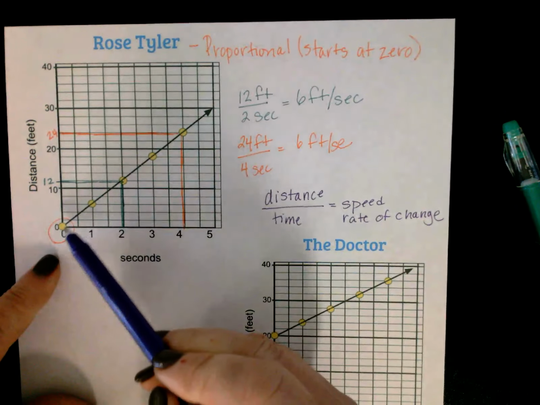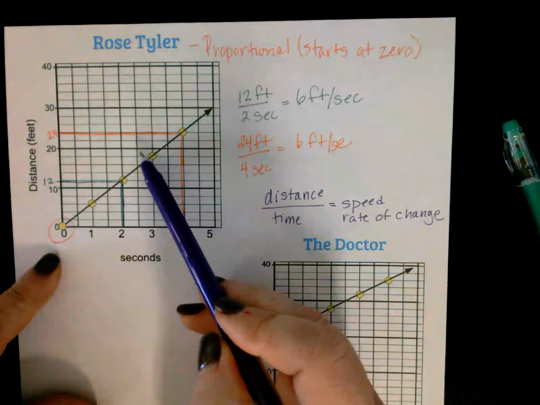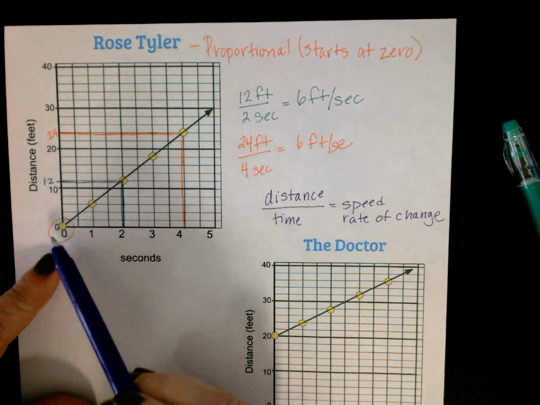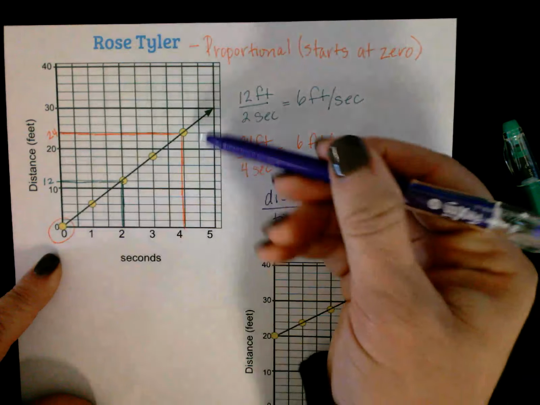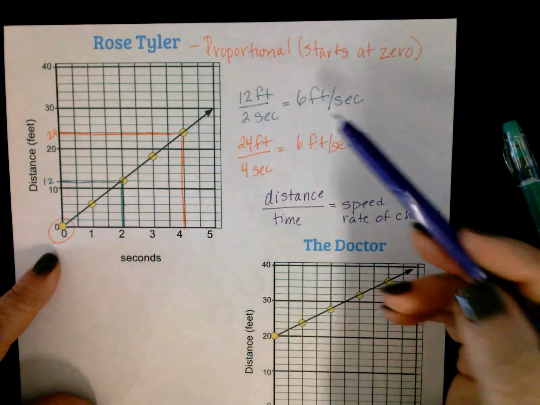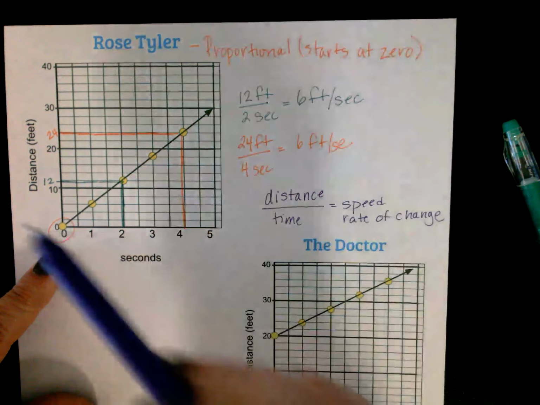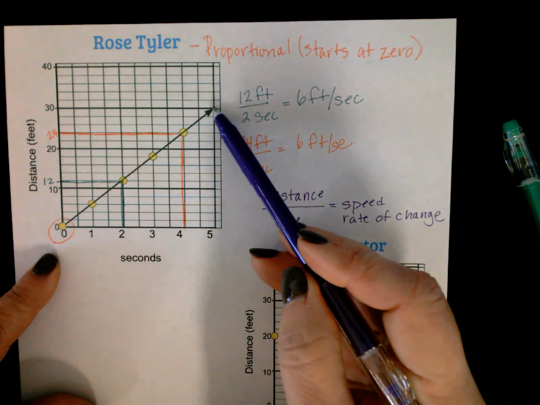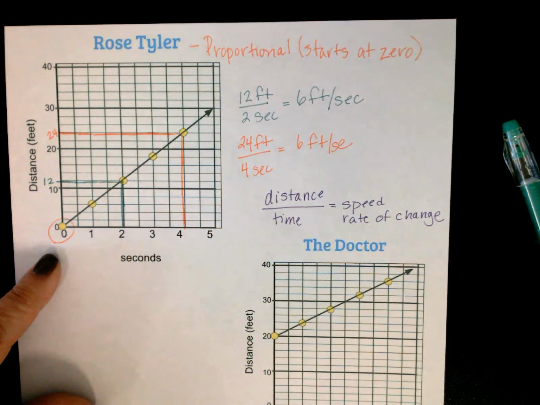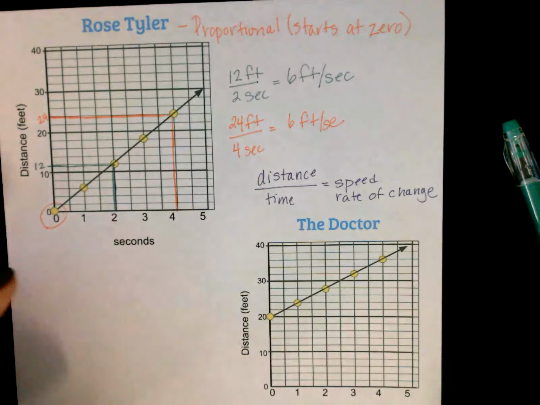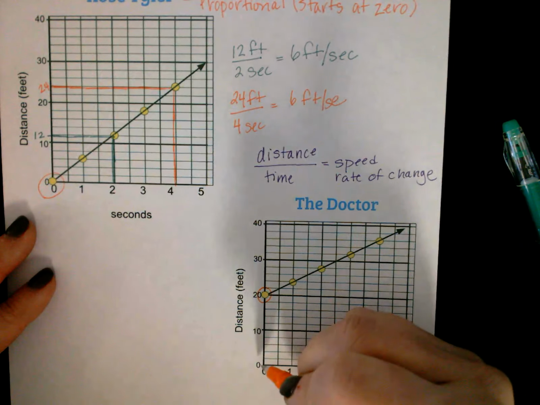So again, when the line starts right at 0, you could pick any point on this and do the distance traveled divided by the time, and you should get the same speed or rate of change. And it would be a constant rate of change. Remember, we talked about a nice straight line.